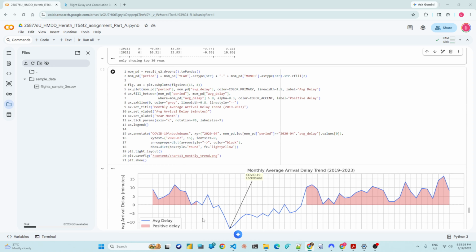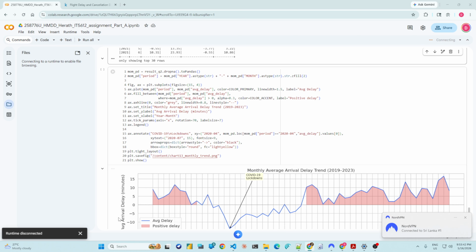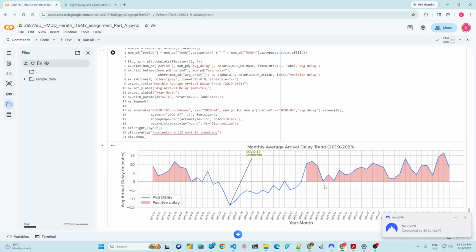So here I visualized the month over month query result as a line chart spanning all 60 months from 2019 to 2023. So in the COVID-19 lockdown, this shows a clear dip in average delays due to dramatically reduced flight volume.